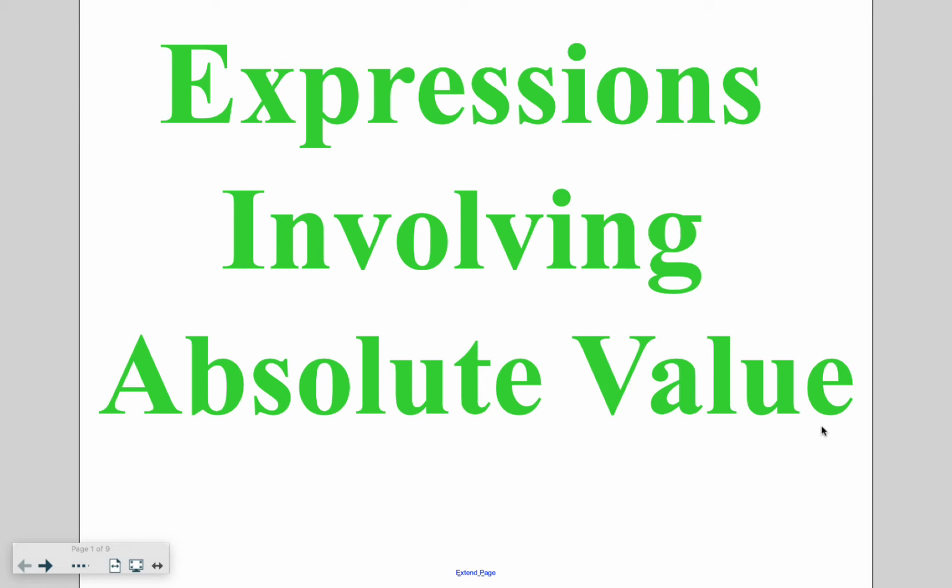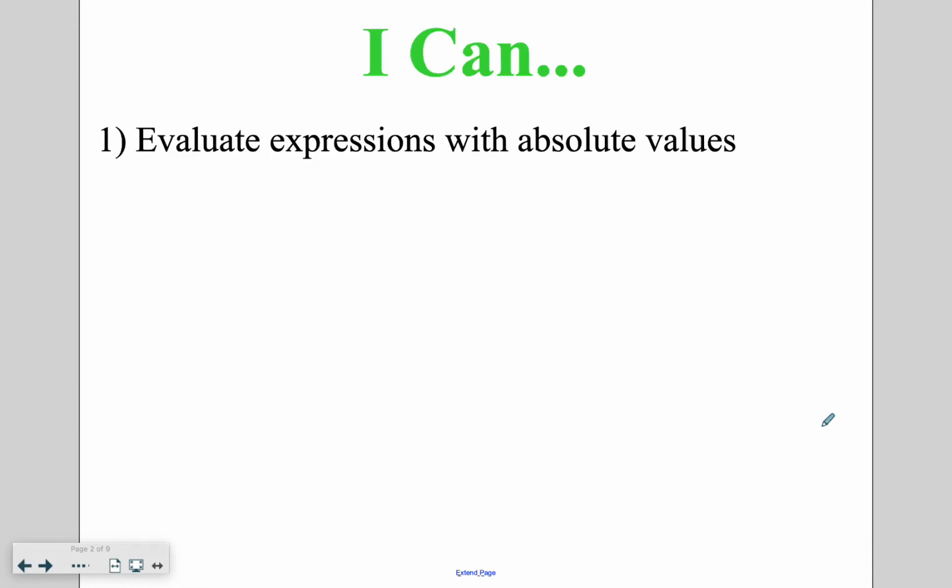Hello class, and welcome to today's algebra lesson, which is about expressions involving absolute values. By the end of today's lesson, you will be able to evaluate expressions with absolute values.